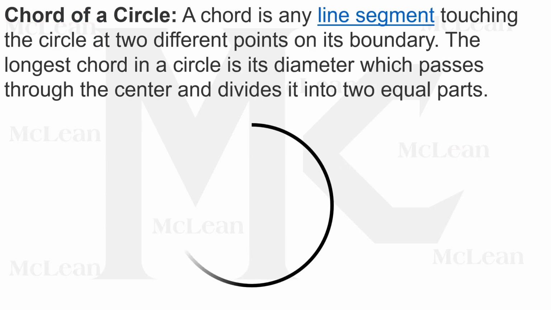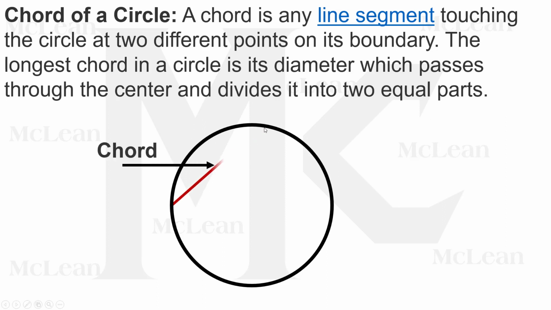The chord of a circle. The chord is any line segment touching the circle at 2 different points on its boundary. The longest chord in a circle is a diameter. It's the diameter which passes through the center and divides it into 2 equal parts. Alright? So this line here is touching this part of the boundary, going to the other part of the boundary there. But this one doesn't pass through the center, does it? No, it doesn't. That's why it's called a chord. But even if it passes through the center of the circle, it's also a chord. It's the longest chord. Alright? Don't get confused.